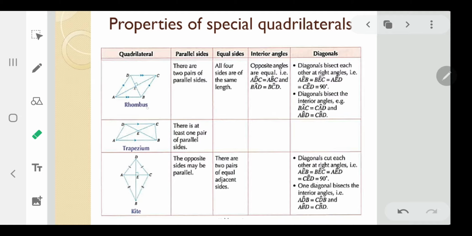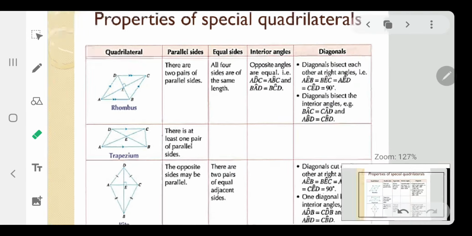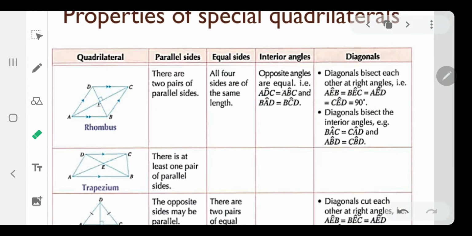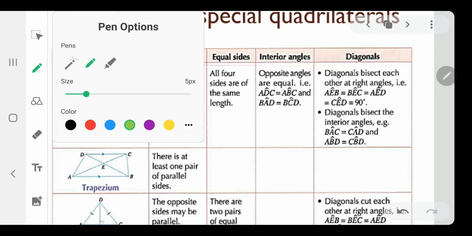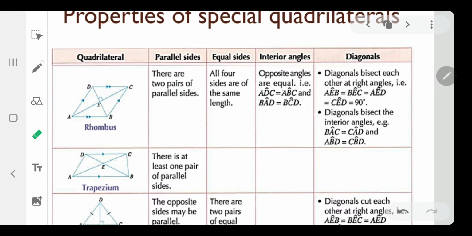So in rhombus, there are two pairs of parallel lines, right? So we have rhombus here. There are two pairs of parallel lines: this line is parallel and equal to this line, right? And DC and AB are also parallel and equal. Opposite angles are equal. So in rhombus, opposite angles are equal.